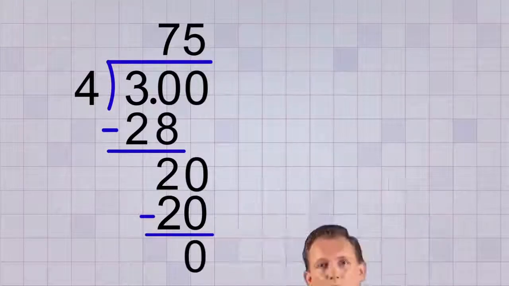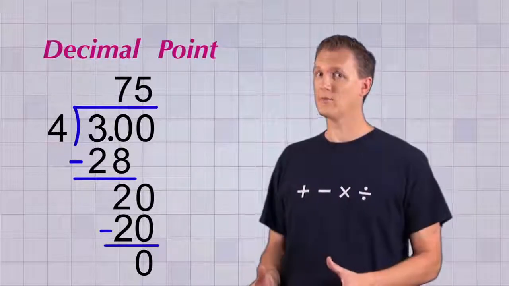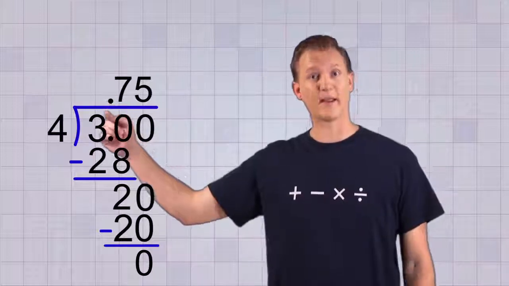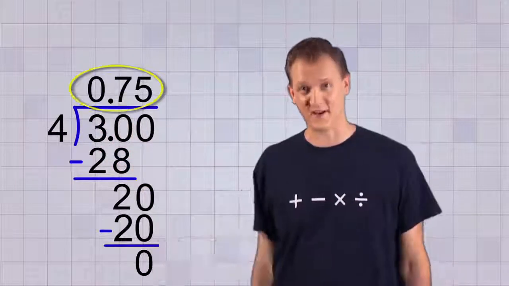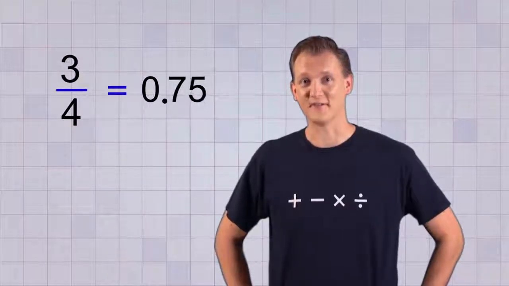Oh yeah. But don't forget, we need to include the decimal point in our answer. Now if you've kept your columns lined up like I have, you'll see that the decimal point goes right here, and that makes our answer 0.75. So the decimal value of 3/4 is 0.75.